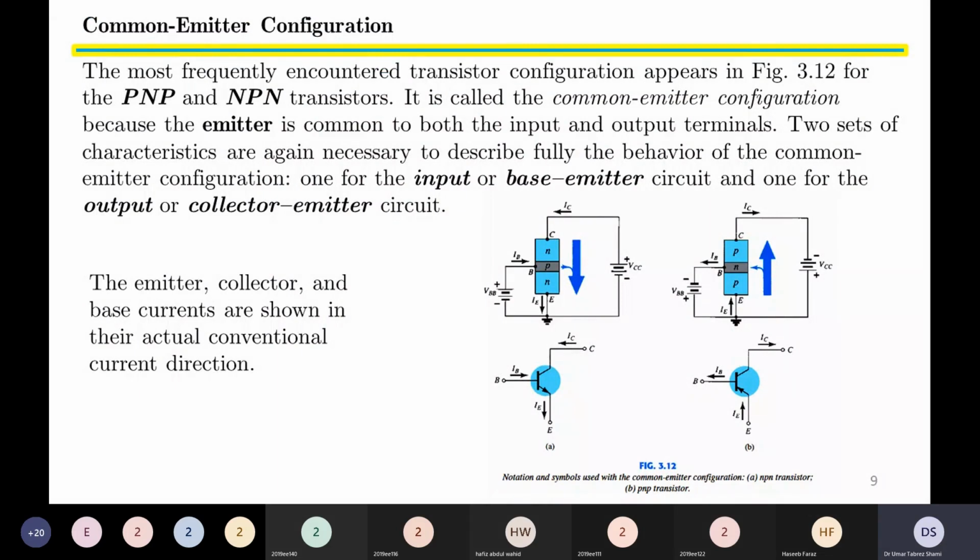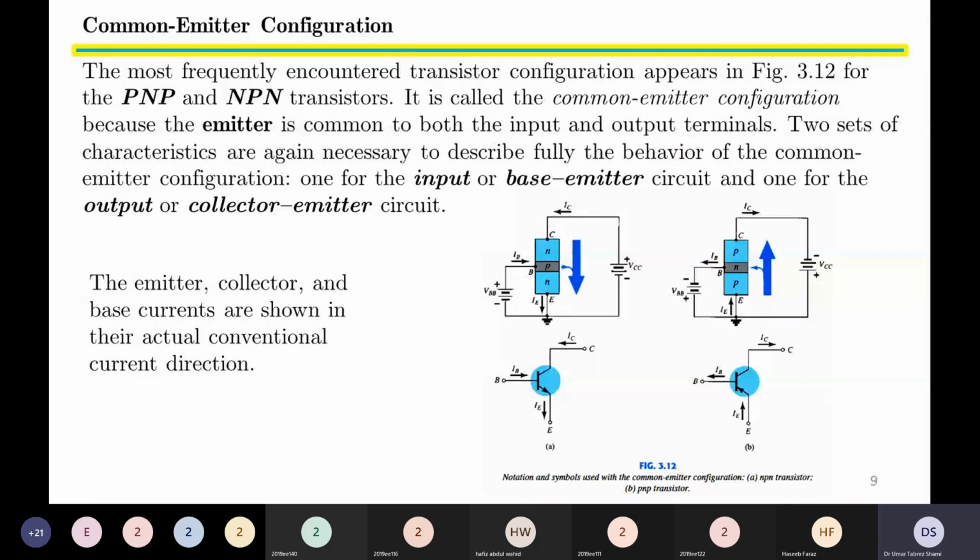Common emitter configuration is our second configuration, and it is the most frequently encountered transistor configuration, and it is shown in figure 3.12. The most frequently encountered transistor configuration appears in figure 3.12 for both PNP and NPN transistors. It is called common emitter configuration because the emitter terminal is common between both input and output terminals.